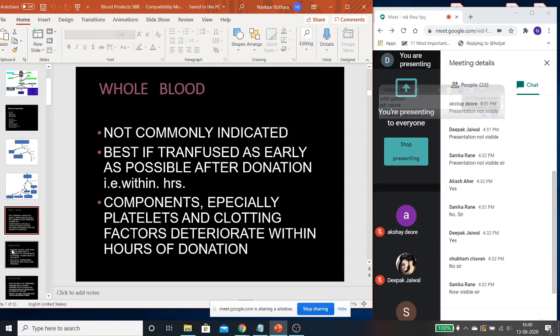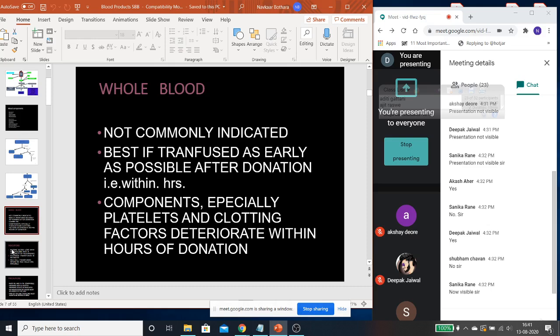What is whole blood? It is not commonly indicated nowadays. Earlier it was the only source. It is best if transfused as early as possible after donation, that is within a few hours. But if it is not possible, then normally it is fractionated, and components like platelets and clotting factors can be given if they are separated.